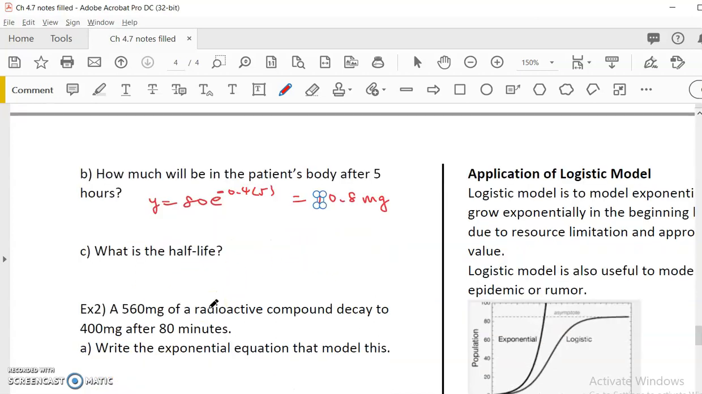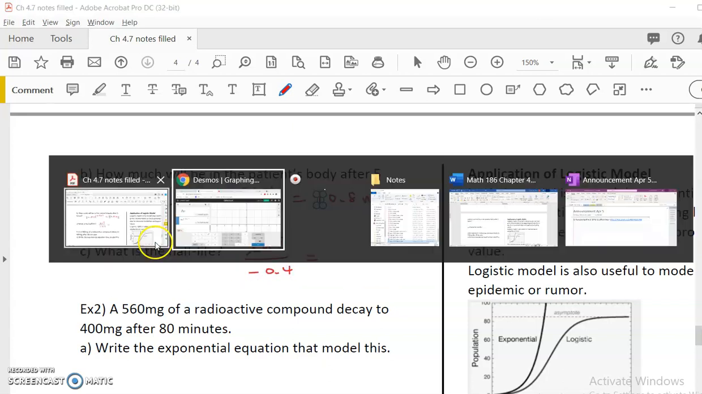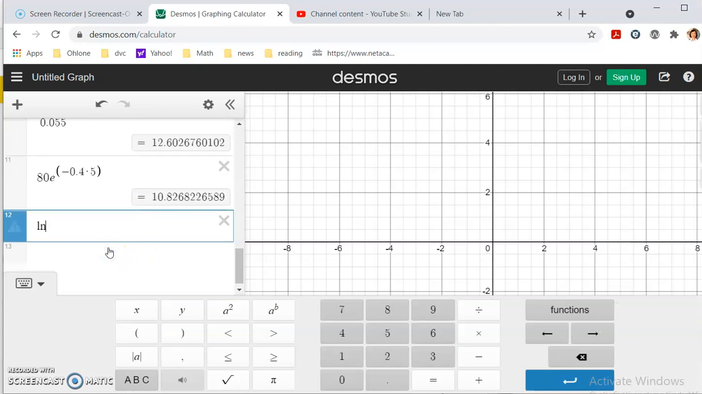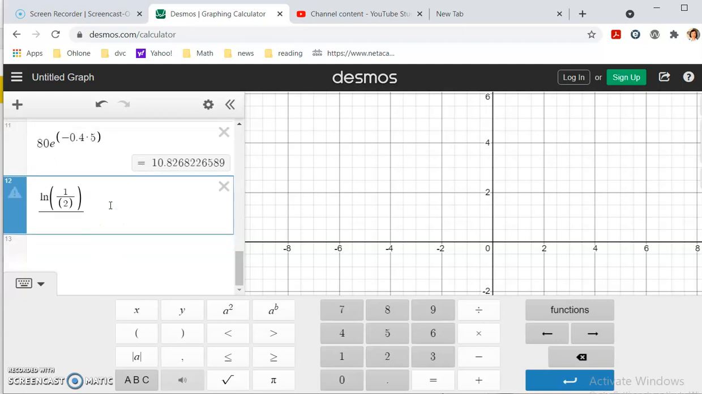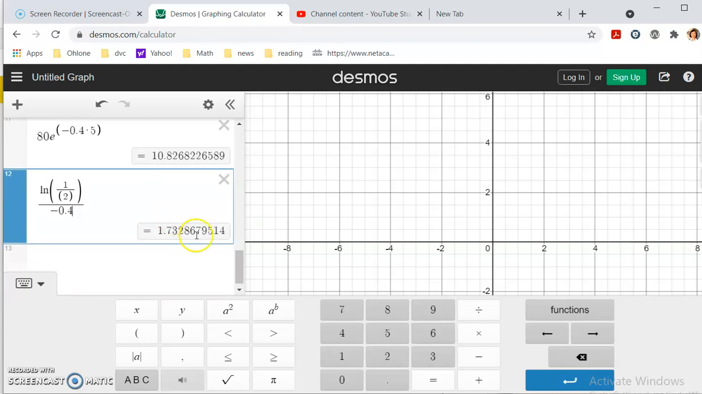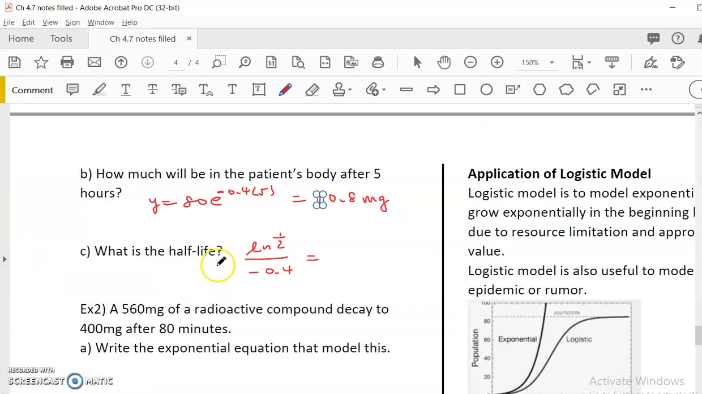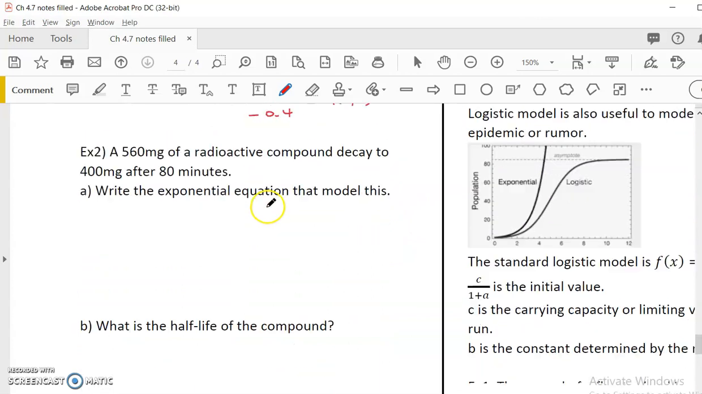What is the half-life? That means how long would the 80 milligram become 40 milligram? It is ln 1/2 over k, negative 0.4. So let's try ln 1/2 over negative 0.4. 1.73 hours. Very similar to exponential growth, except k is negative.